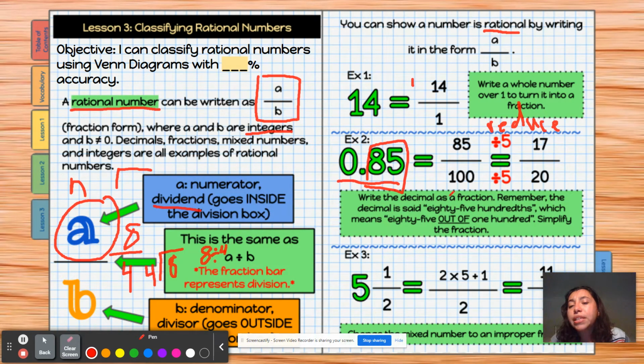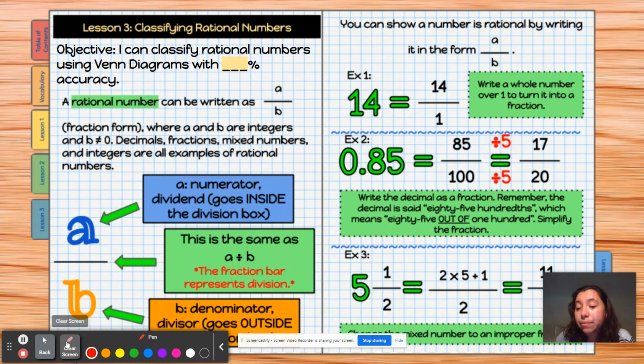Now we need to write the decimal as a fraction. Okay? Remember, the decimal is only 85 hundredths. That's why we have the hundredths here, which means 85 out of 100. Simplify that fraction after. Okay, and this is when things get a little bit difficult, but you got this. So don't feel like it might be too hard for you. I want you to do your best.